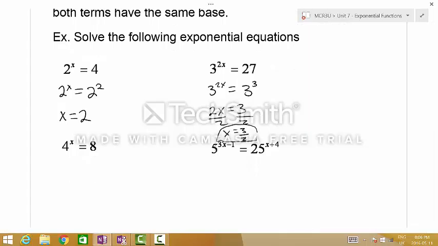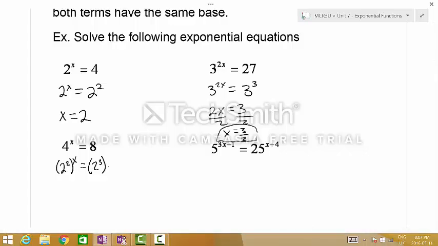Now, sometimes you have to change both sides. 4 to the power of x equals 8. We can't change 8 into an exponential number with base 4. There is no nice exponent where 4 to that exponent equals 8. So what we have to do in this case is change both sides. Both 4 and 8 can be written as an exponential number in base 2. So that's what I'm going to do.